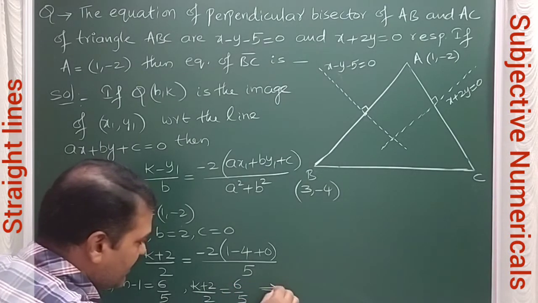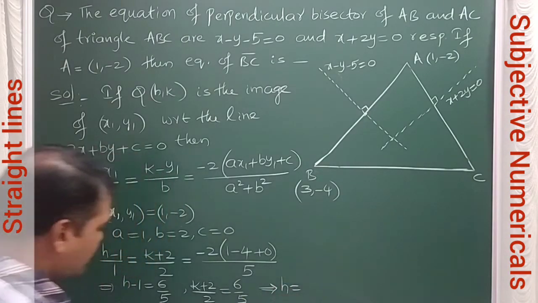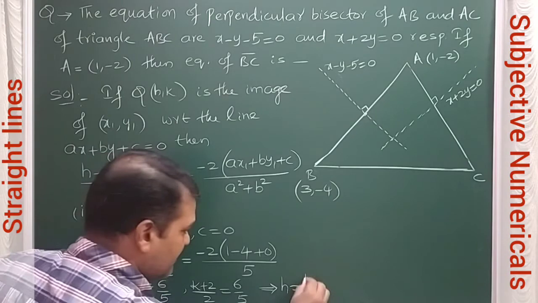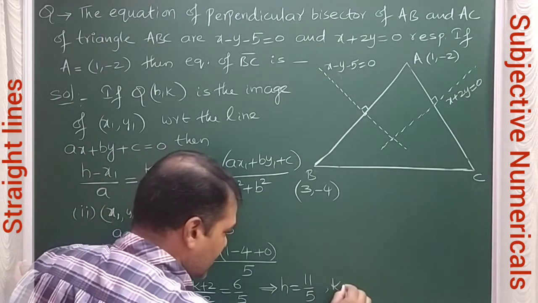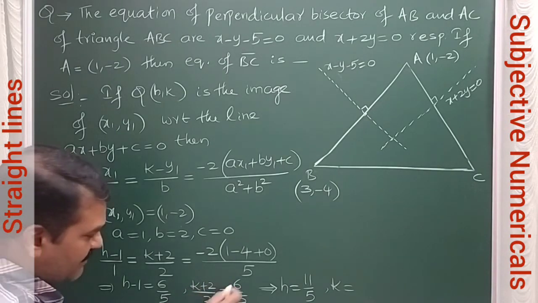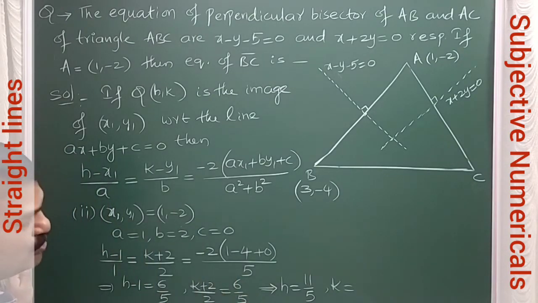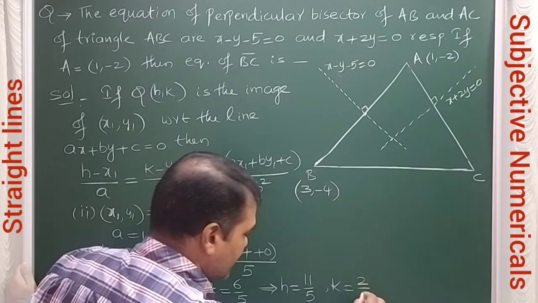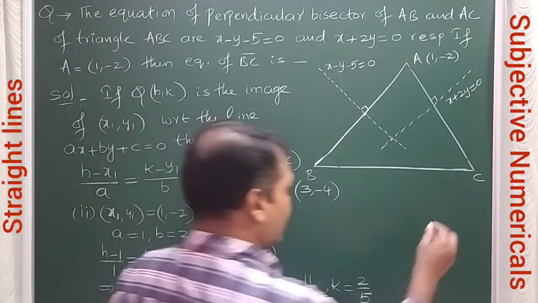So find h comma k now. What is h? h is 6 by 5 plus 1, that means 11 by 5. Next, coming to this part, what is k? k plus 2 will be 12 by 5 actually. k plus 2 is 12 by 5. So k is equal to 12 by 5 minus 2, that means 2 by 5. So these are the h comma k values.